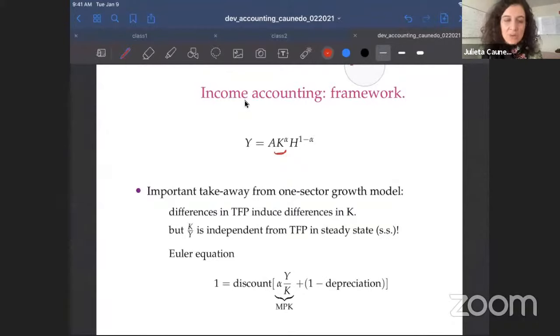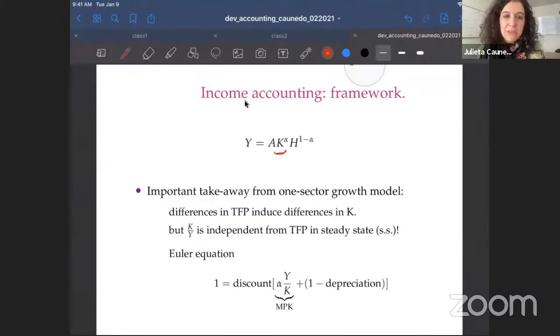And that we know from the insight of the one sector growth model, okay? Again, this is something that we can get to. If you have questions about the details of the one sector growth model, I'll be happy to take them either at the end of the class or online. And even Raul can go through some of these details on Monday, okay?